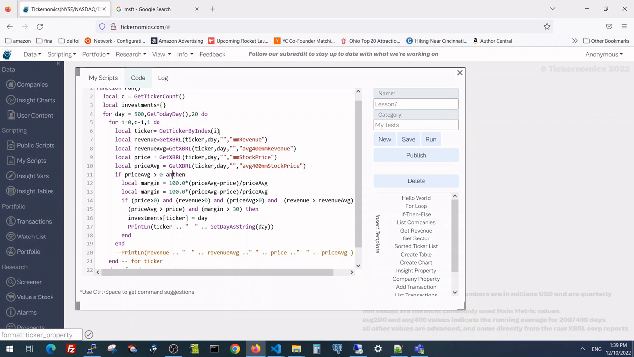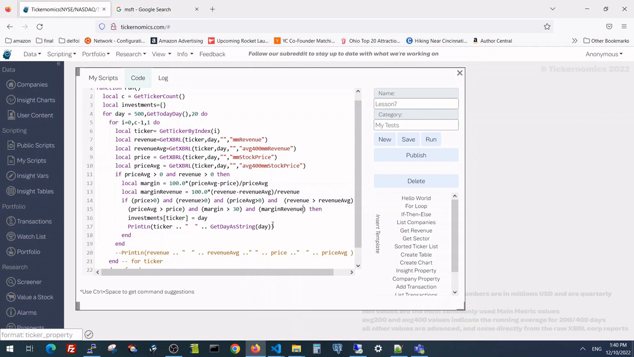Need to protect that. So, revenue more than revenue average. That means revenue we need to check, and revenue a bit above 0, and margin revenue. So margin revenue will have a condition of 20% to be a little bit more strict.